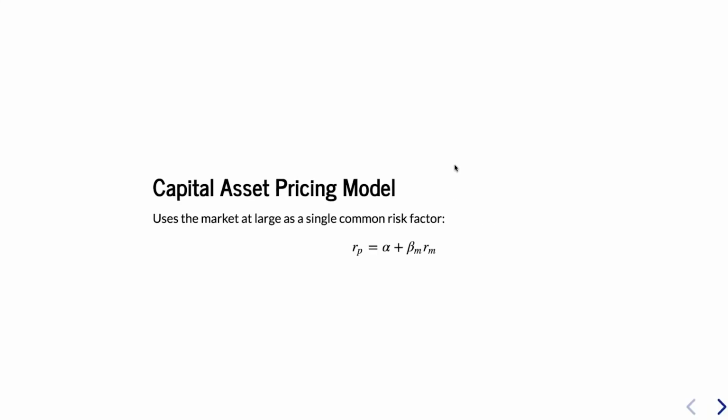So let's talk about some common risk factor models, starting with the capital asset pricing model, which uses the market at large as a single common risk factor. We take the return stream of our portfolio and we decompose it in terms of alpha, an intercept term, and beta to the market, which is the influence of the market itself. And here is the dirty little secret of factor modeling. It's basically just rebranded linear regression and rebranded multiple linear regression.